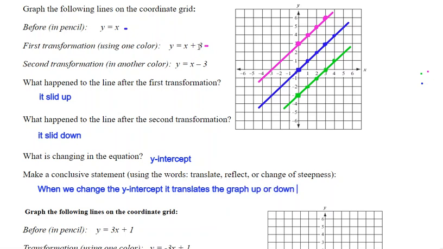If I add something, it's going to slide it, or translate it. Translating means that you're moving it. You're going to move it up. If I put minus 3 or minus 2 or minus 5, anything like that, it's going to slide it down. It's going to translate it down. So when your y-intercept changes, it's translating.